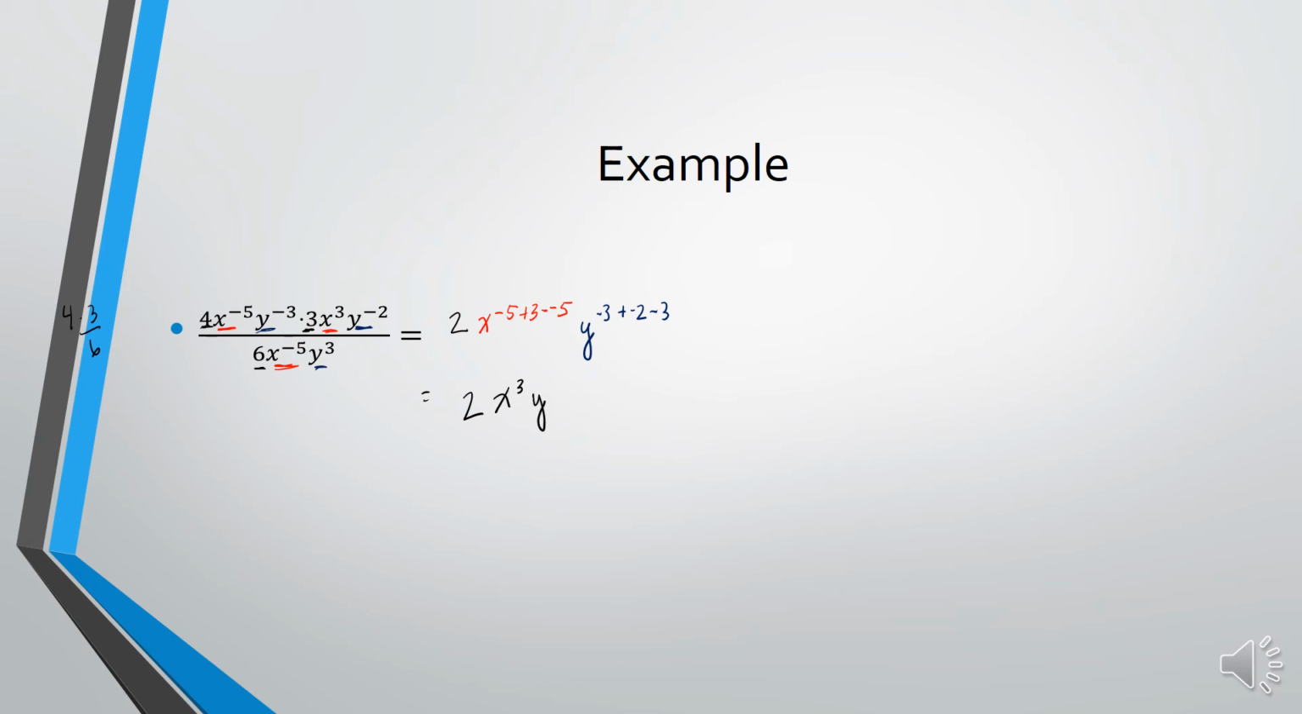Next, I have y to the negative 3 plus a negative 2, which is negative 5, minus 3 is negative 8. Again, we don't really like negative exponents. So if I want to not have that y to the negative 8th, what I can do is just put it on the bottom of a fraction and make it a positive exponent.